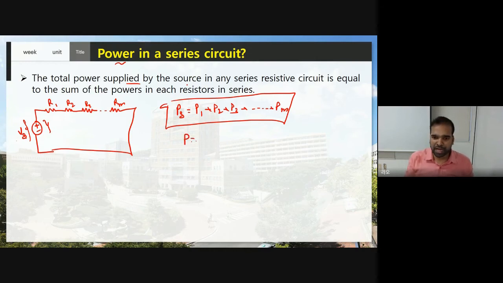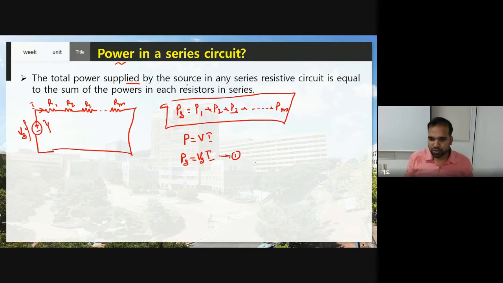As we know, we have one formula, P equal to VI. Here, PS is the total power supplied by the source, so PS equals Vs times I, where Vs is the source voltage. As this circuit is connected in series, the current I is the same at R1, R2, R3 and so on. This is one formula we have. If you know the source voltage and the current, then you can find the power.